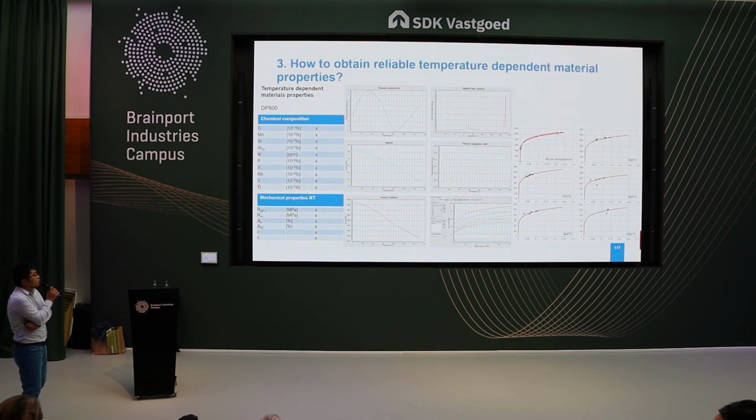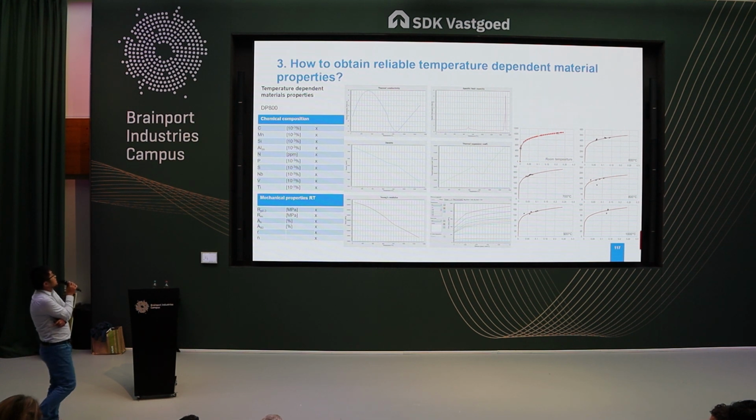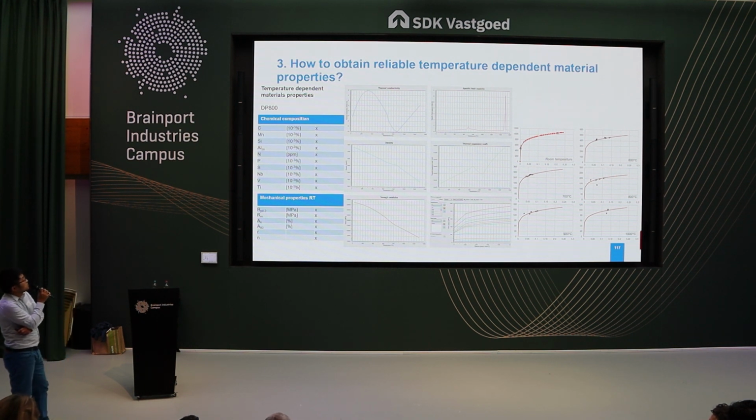Speaking of welding simulation, it mainly consists of two parts. One is to obtain the temperature-dependent material properties, and the other is to represent the physics during the welding process. Now we first come to the first one. And here I show you how I obtain the temperature-dependent material properties of DP800.